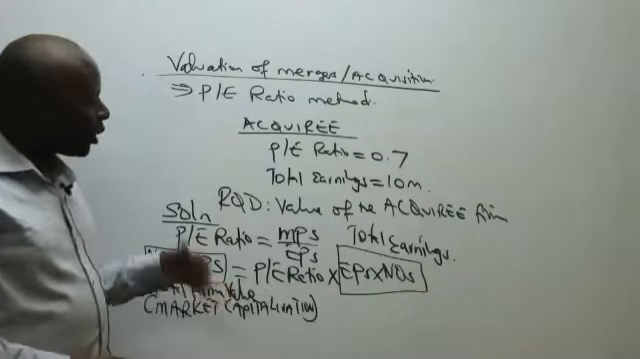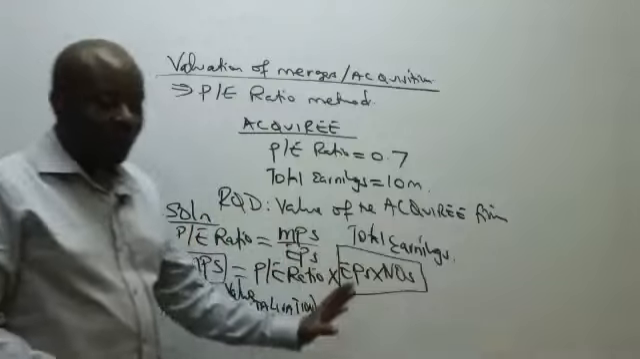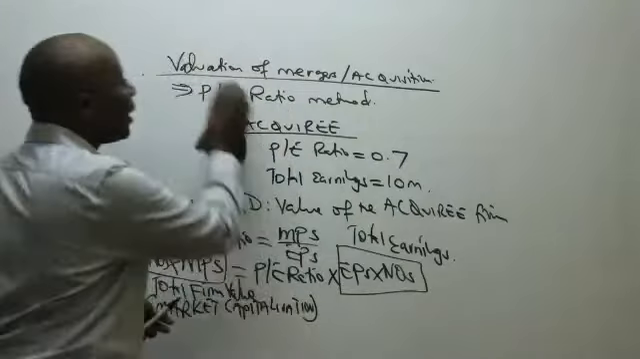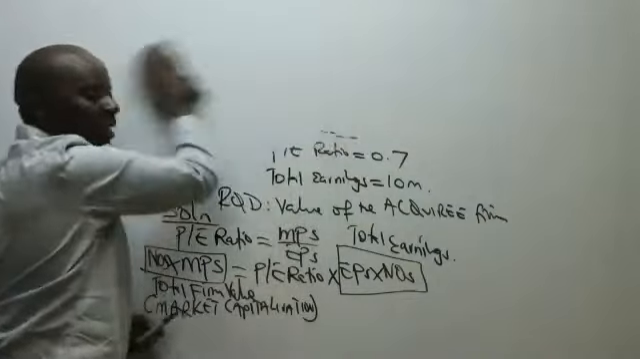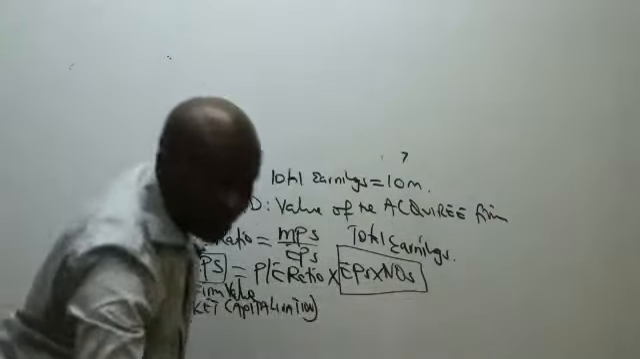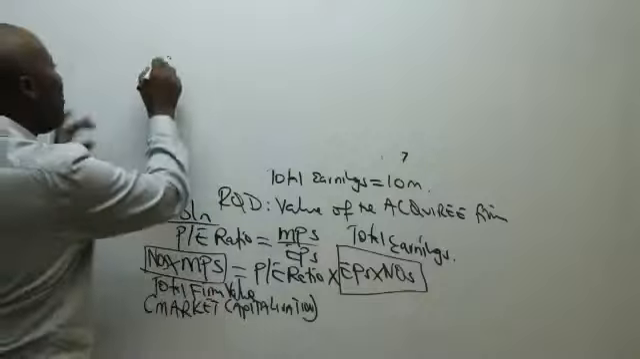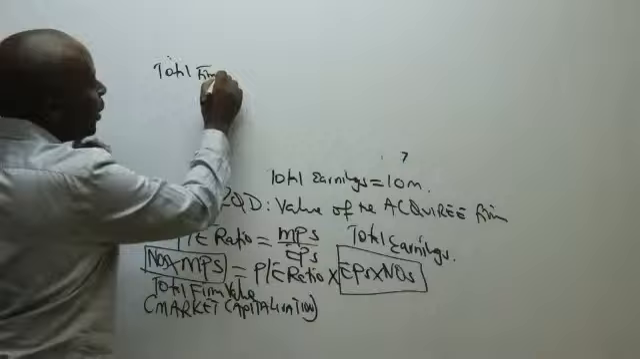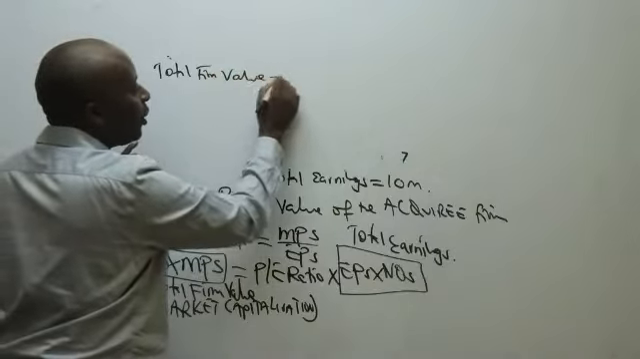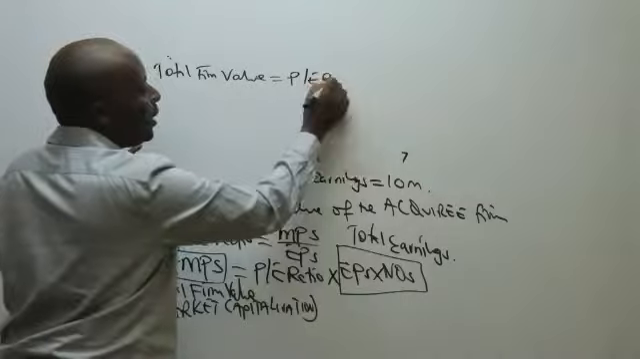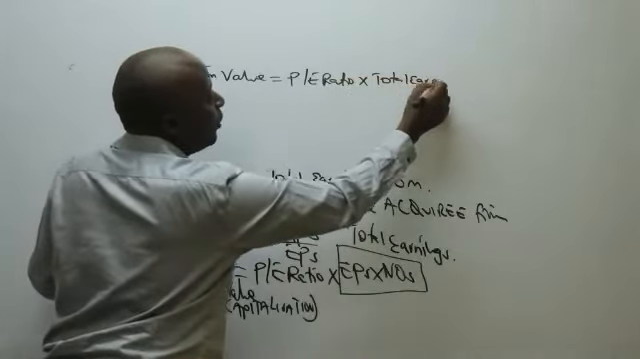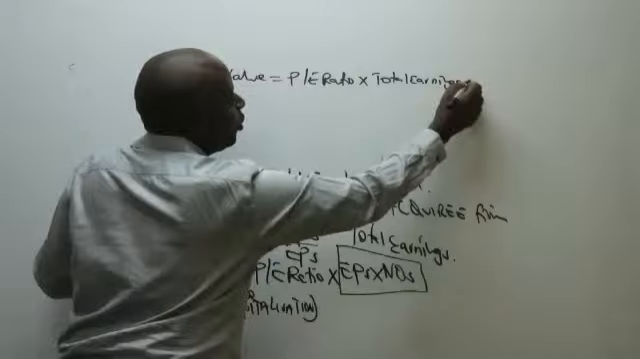So in short, what are we saying? Nobody will tell you to derive these. What I'm saying, ladies and gentlemen, is quite a simple thing: anytime you want to get the total firm value, you take the PE ratio that you have times the total earnings of the firm. Just that, total earnings of the firm.